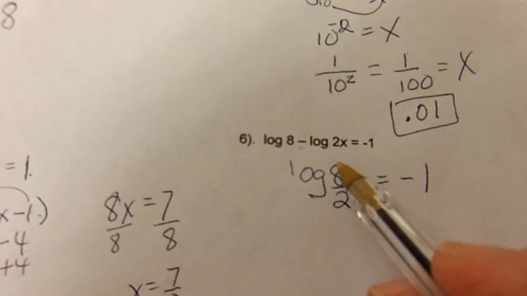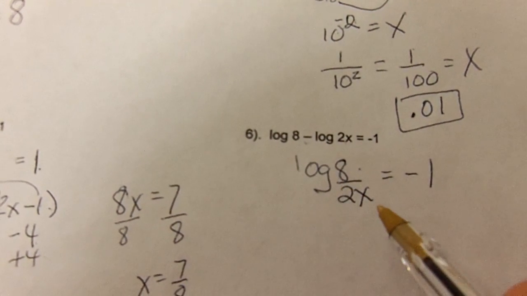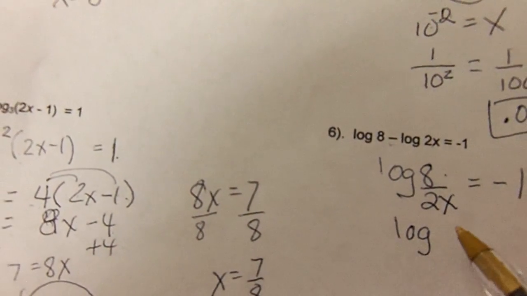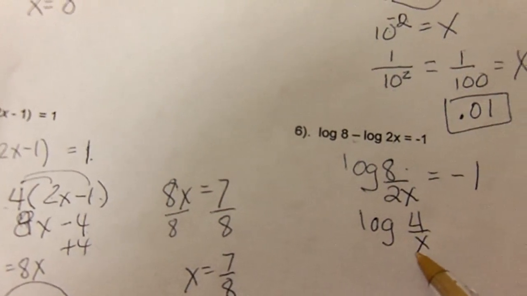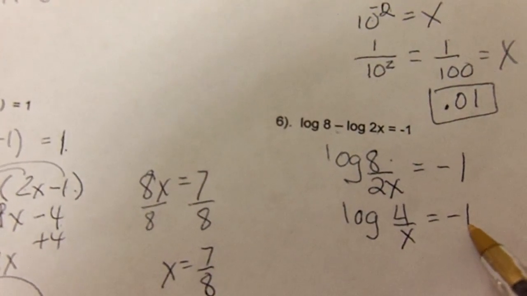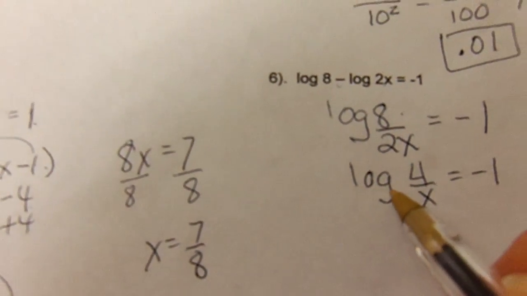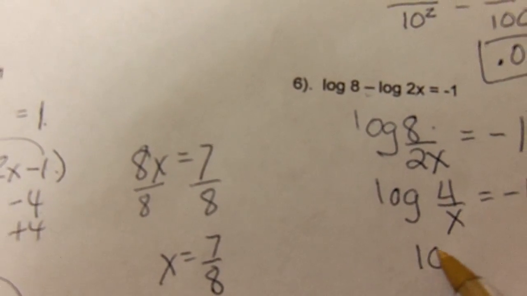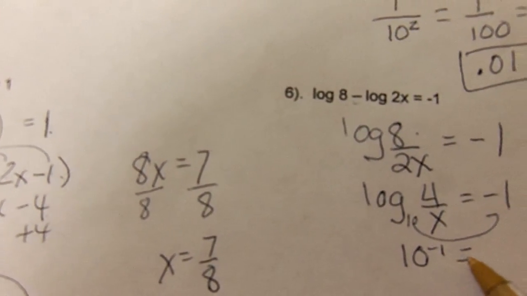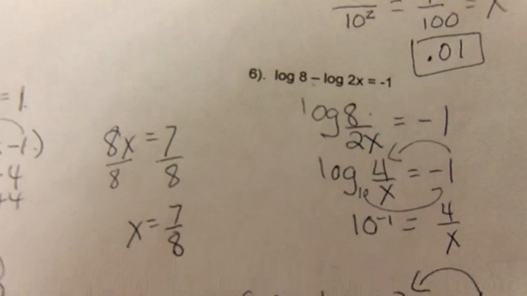Okay. Now, notice we do have some numbers here that I can actually simplify it a little bit. Okay, 8 divided by 2 is 4, and the x is still on the bottom. So I can go ahead and write this as log of 4 over x, and I just simplified this area, is equal to negative 1. Okay. There's no base on this one. Let's see. Okay. So that would be a base 10. So this can be rewritten as 10 to the negative 1 is equal to, then this 4 over x.